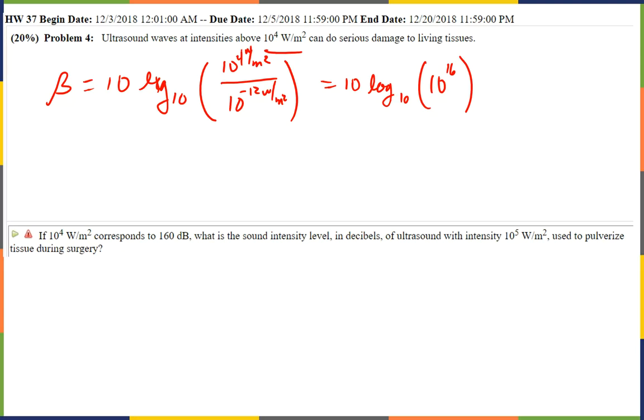But of course, since log base 10 means what power would I have to raise 10 to get the thing in parentheses, clearly you'd have to raise 10 to 16 to get 10 to the 16. So then the level of decibels for intensity of 10 to 5 would be 170 decibels. That's right. And so that's what this asked.